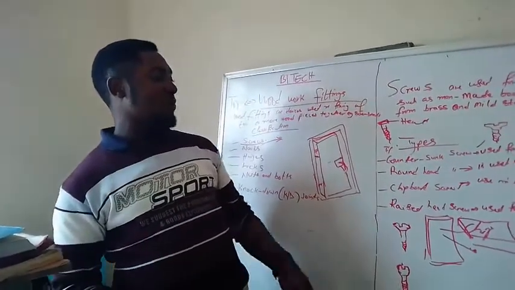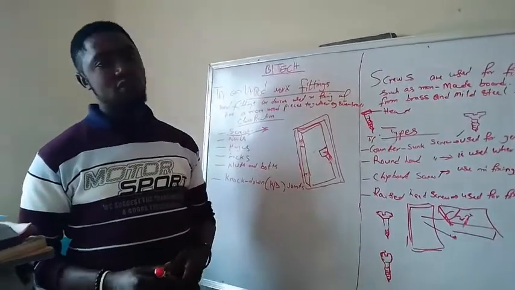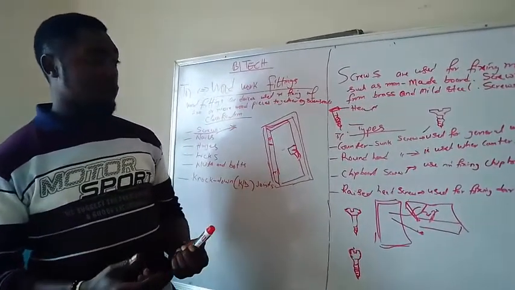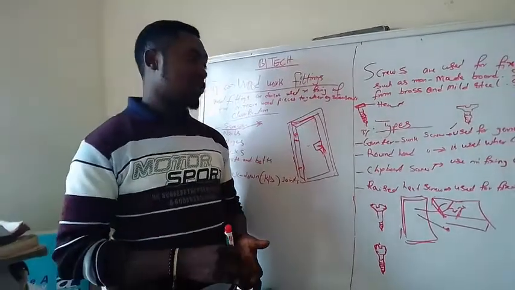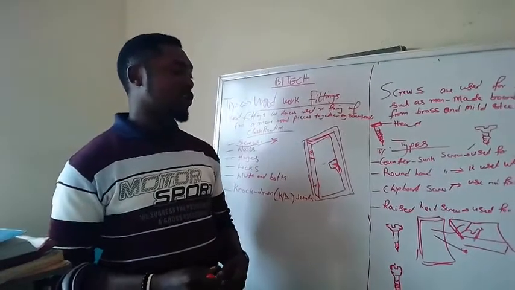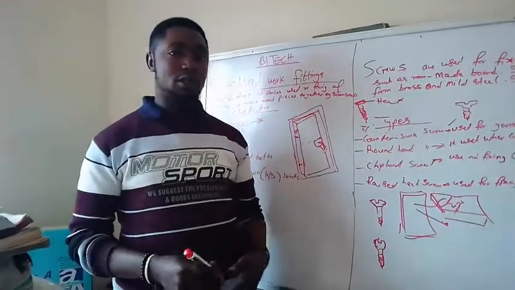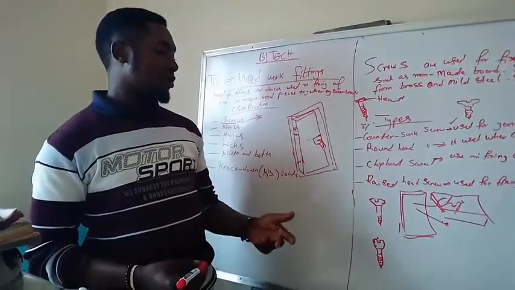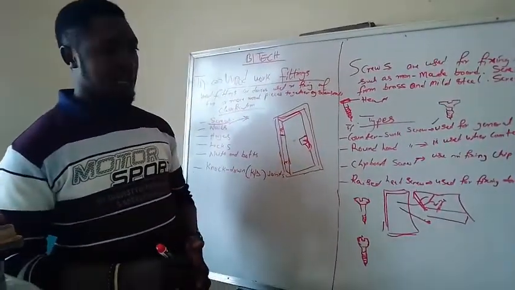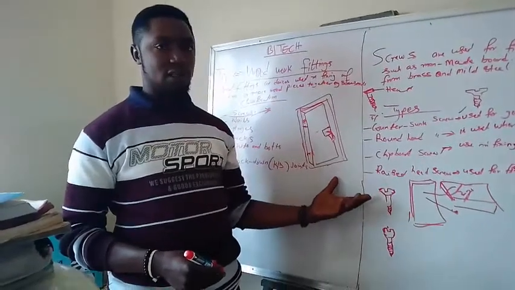And we also discussed types of screws, which we have countersink, which is used for general purpose in woodwork. And then we have the round head, which is used where the countersink screw is not possible. And then we have the chipboard screw, which is used in fixing of chipboard. And then we have the right head screw, which is used for fixing door handles. And with this, we have come to the end of our lesson today.